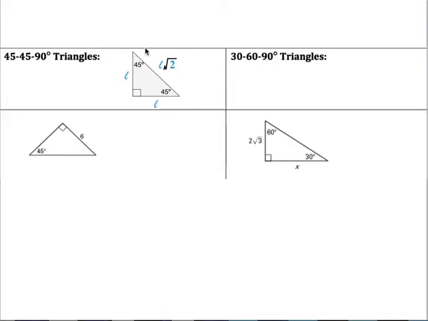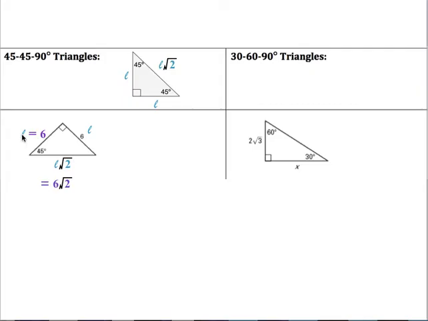But the cool pattern is it's going to be the same number as L was, but with a radical 2 after it. So using this pattern to solve problems like this and find the missing sides, I would first identify the hypotenuse and write L radical 2 on it.